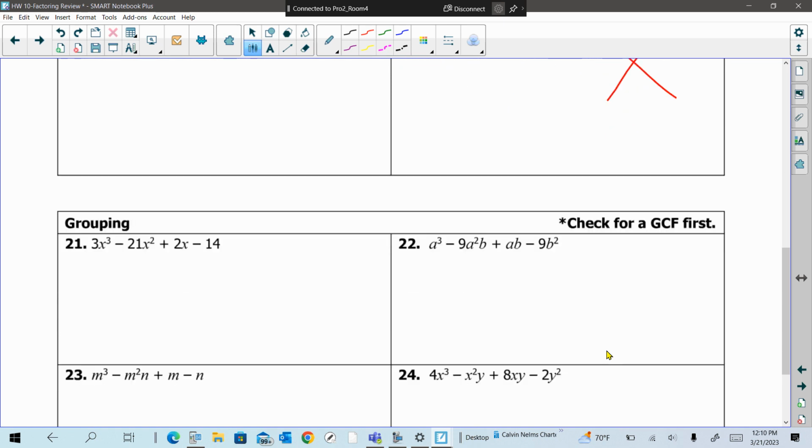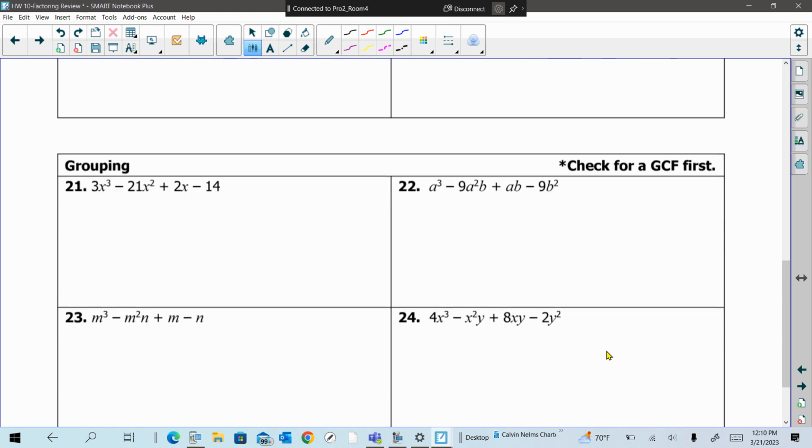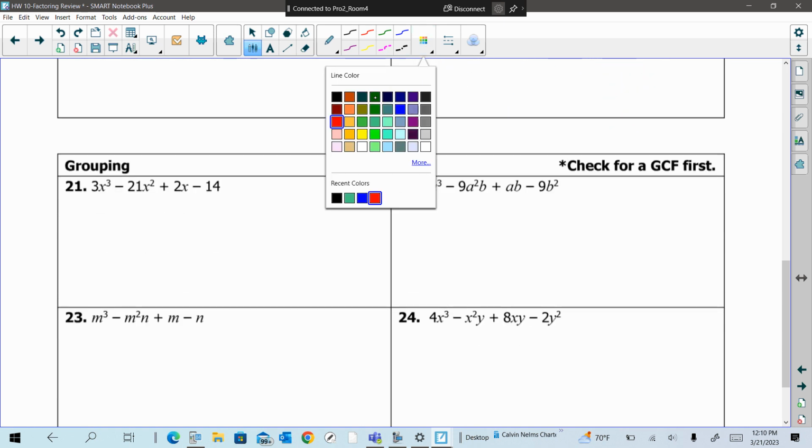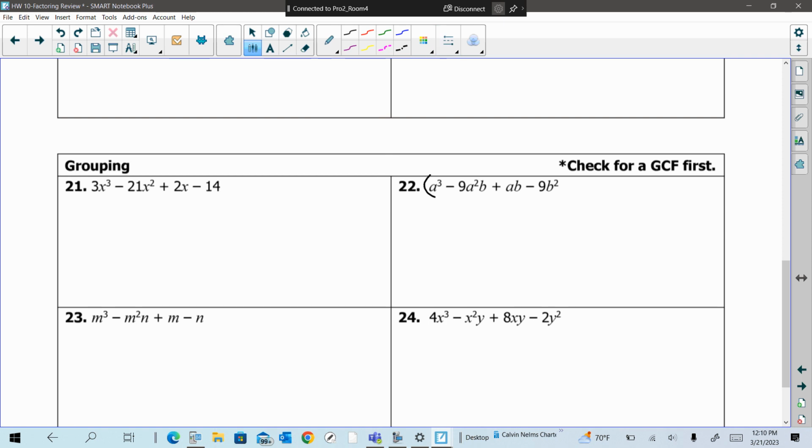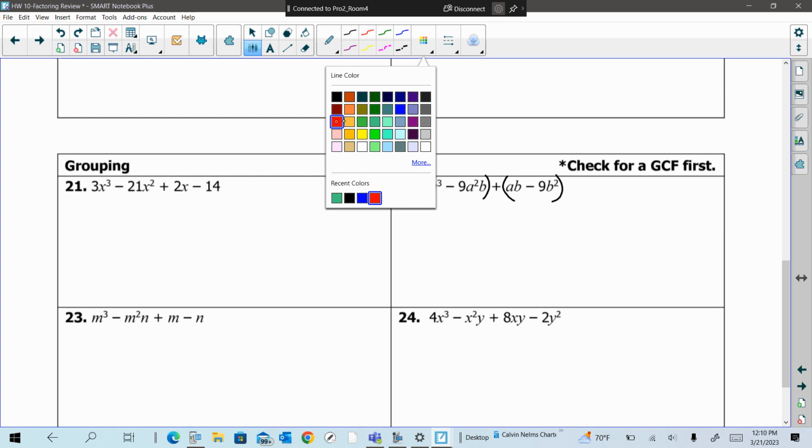And then the last is our grouping, which is what we were working on today. So we group the first 2 terms, last 2 terms, and find a GCF amongst both of them.